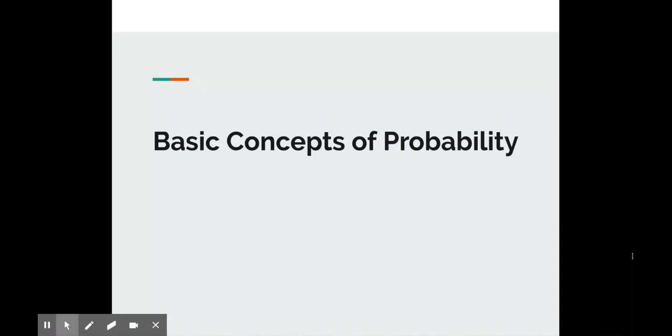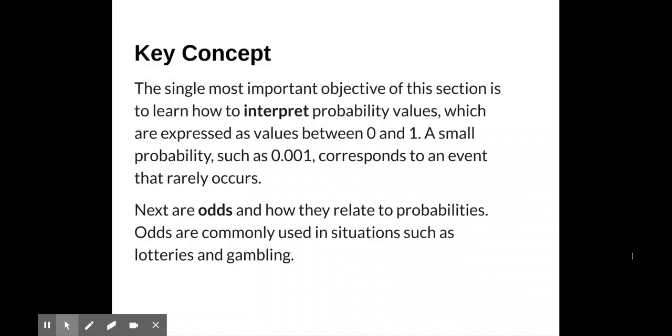So today's lesson is going to be on the basic concept of probability, and then we're going to move on from there to the addition and multiplication rules of probability. Okay, so key concept in this first part about the basics. We were talking about how to interpret these probability values, which are always values between 0 and 1. Okay, so that is a really, really big idea here. That's something that always messes students up. Probabilities are always between 0 and 1.